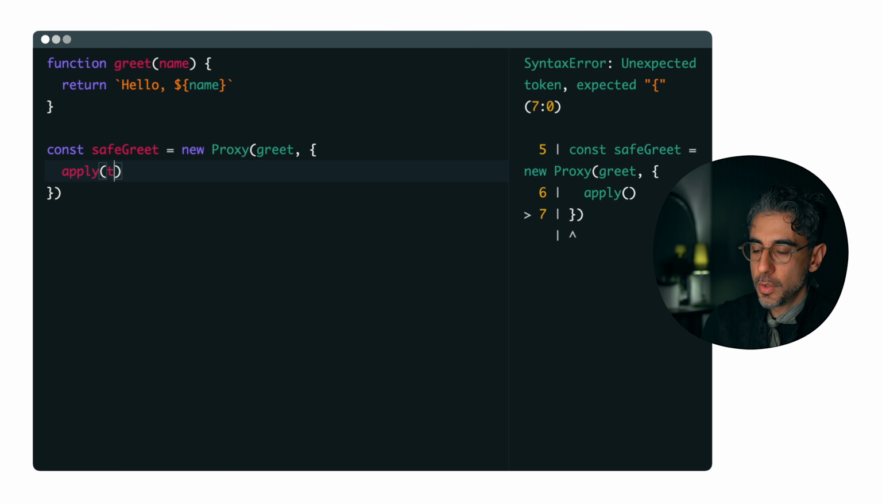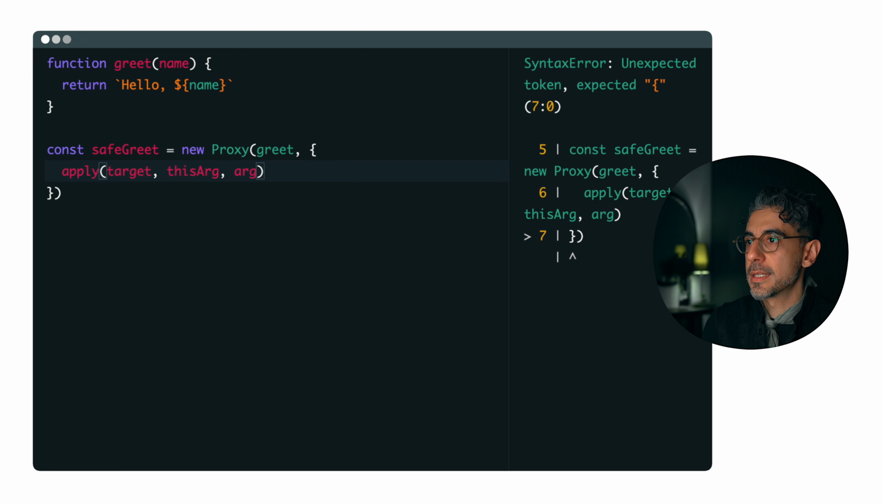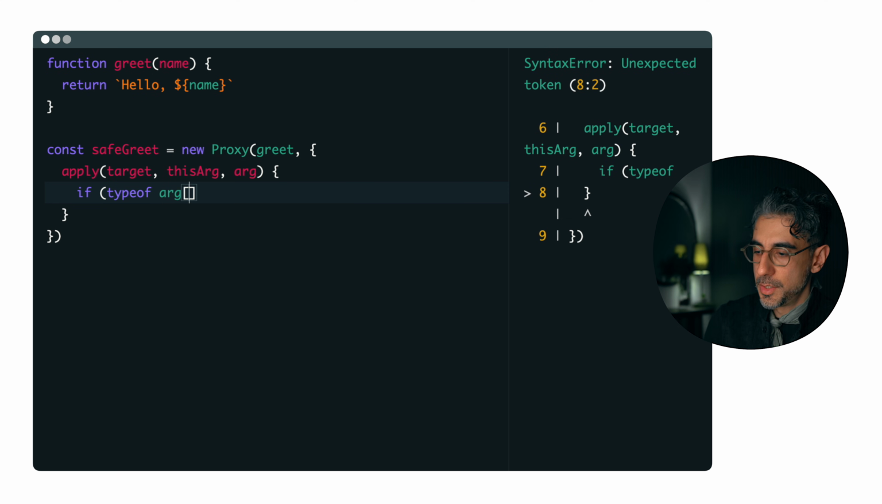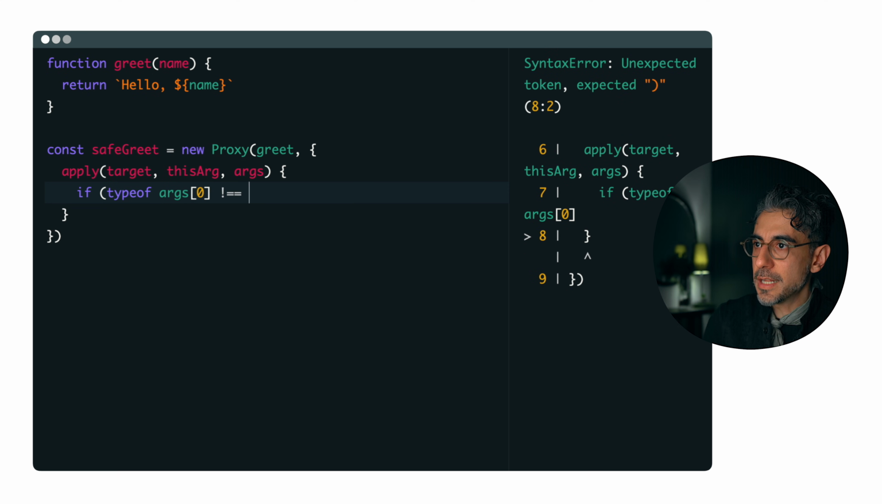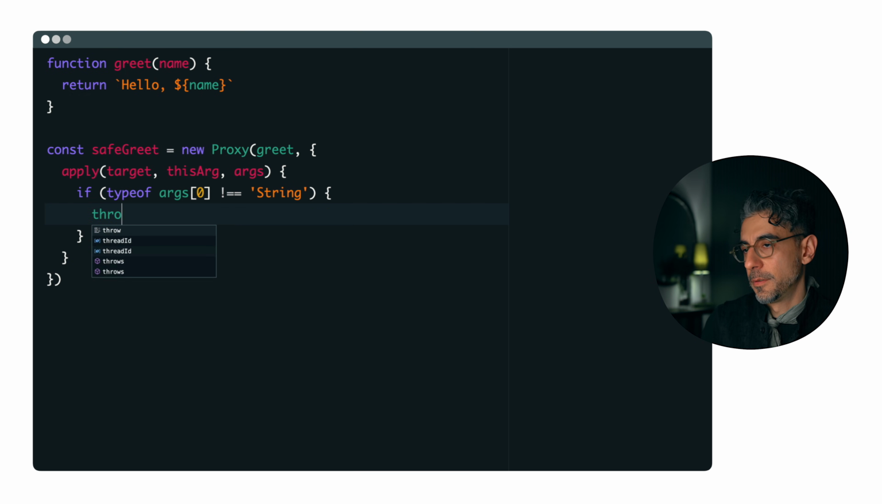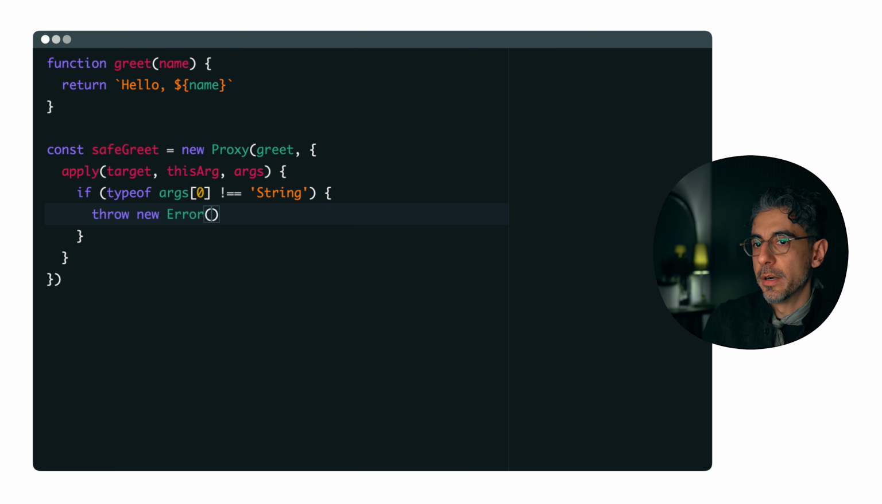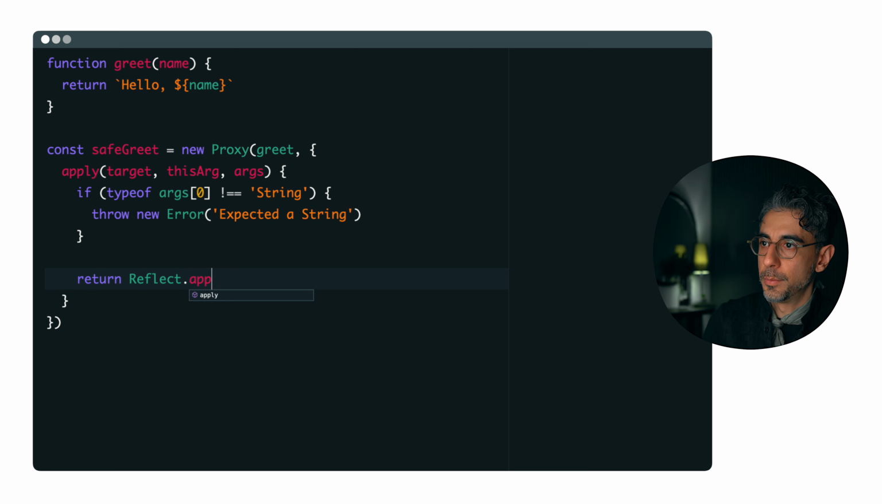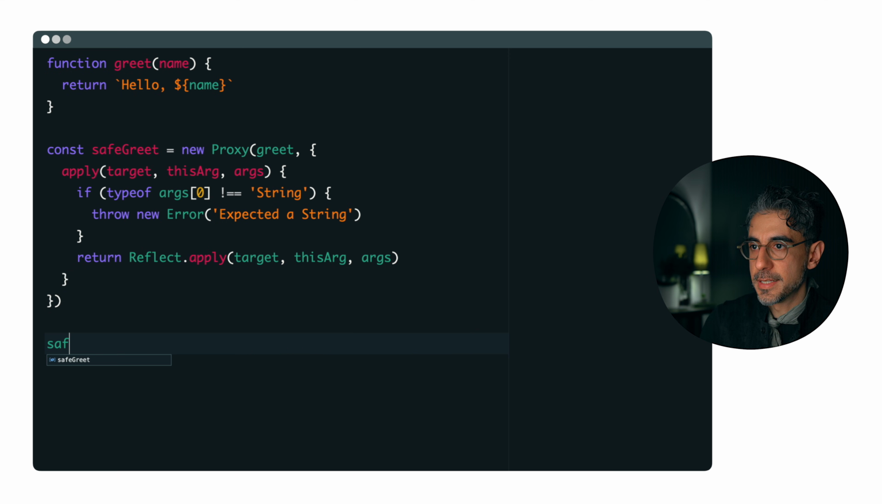So apply function called target, this keyword arg and my arguments. I can say if typeof args[0] is not string, throw new Error, expected a string, damn it. Otherwise, we're going to return Reflect.apply target this arg. Clean up a bit. Okay, safeGreet, safeGreet.